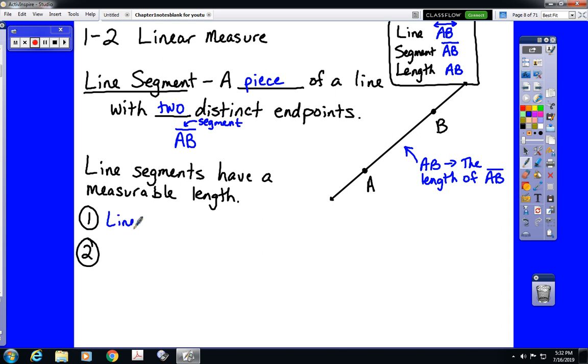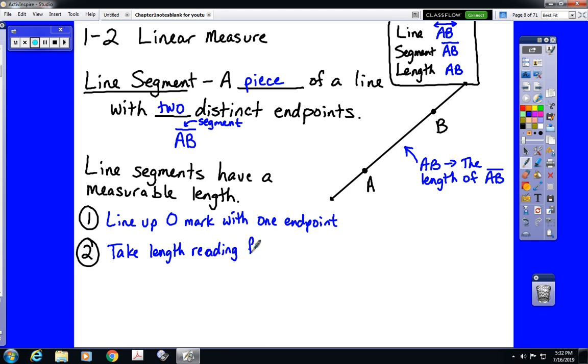Now we can measure that with a ruler, and the way that we do that is we line up our 0 mark with one endpoint, and we take the length reading from the other endpoint. So if you have a ruler at home, I would suggest that you get it out. I'm actually going to break out the electronic ruler here, assuming that I can find it.